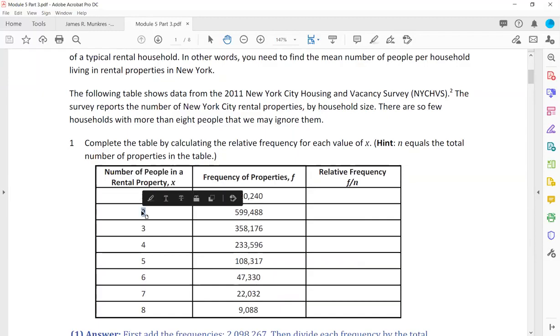X is equal to 2. The frequency is 599,488. How do we find the relative frequency? Or in other words, how do we find the probability that X is equal to 2? To do that, we have to divide the frequency of X equal to 2 by the sum of all of these frequencies. To find the rest of the relative frequencies, we follow the same step.